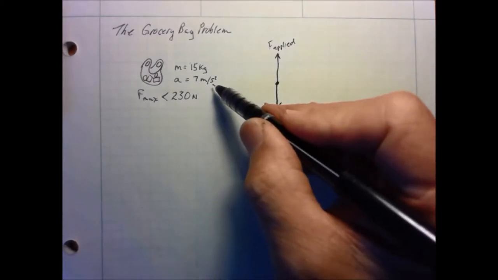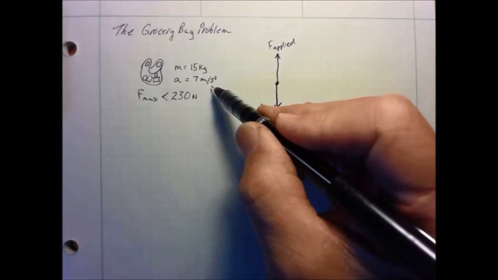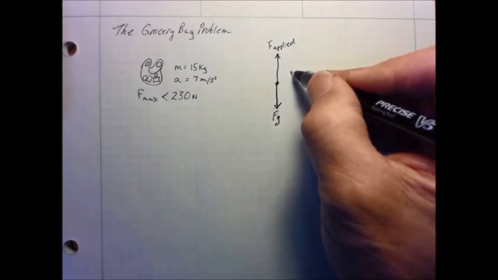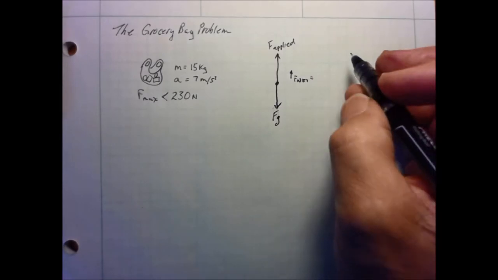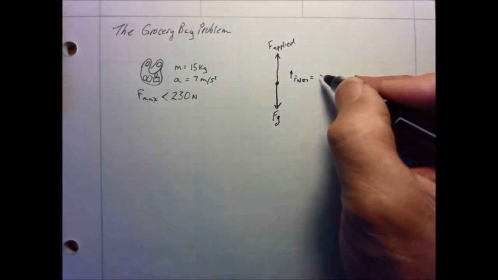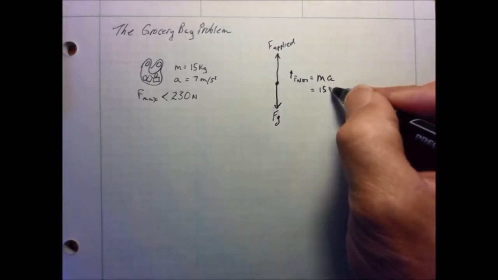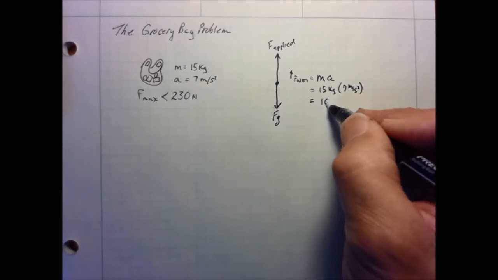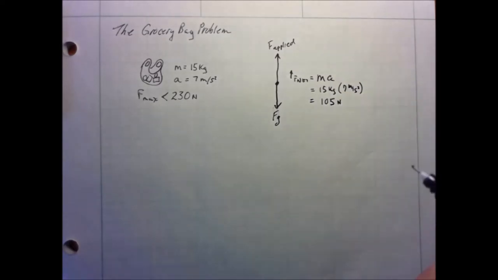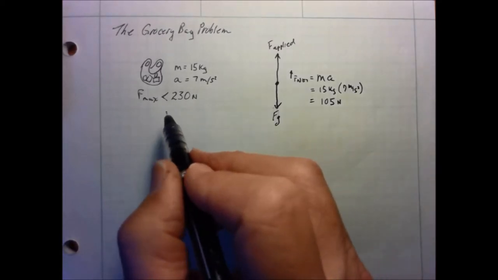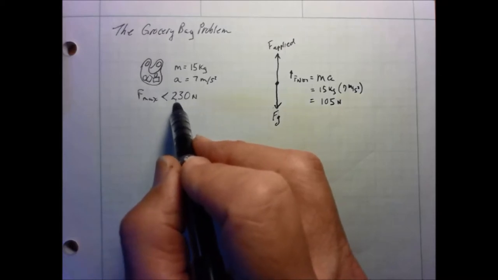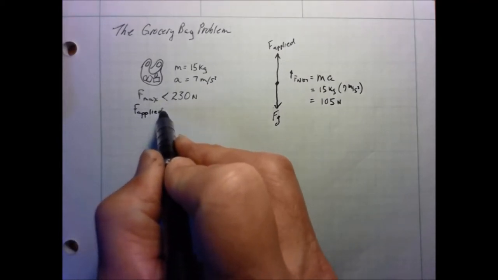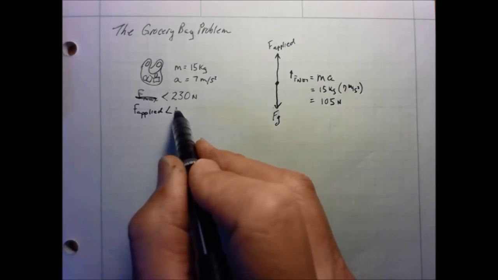But that's not the case when the bag is accelerating at 7 meters per second squared. When it's accelerating at 7 meters per second squared, that means that we actually have a net force that is the result of the mass and the acceleration of the bag being pulled up, which in this case is equal to about 105 newtons. The trick to solving this problem, or answering the question, will the bag rip, is realizing that this F max is F applied. That F applied cannot exceed 230 newtons.